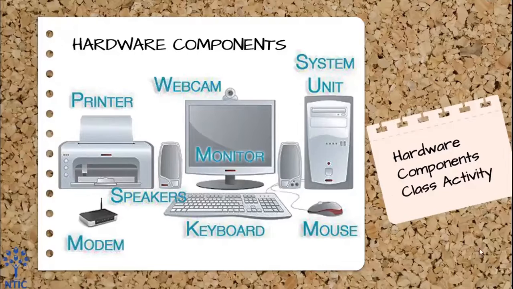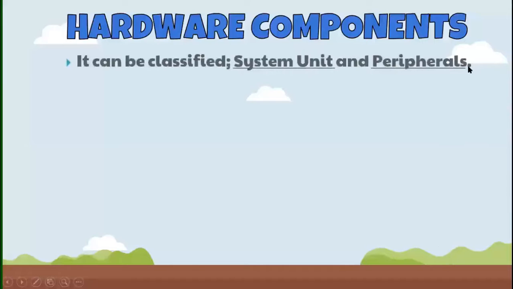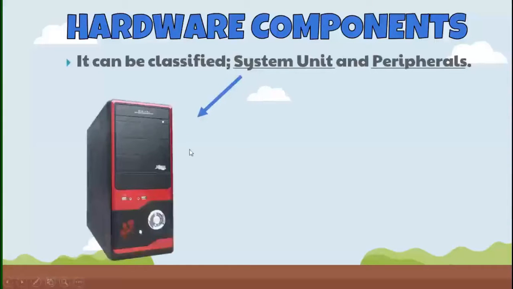And now let's continue. We should mention some of the hardware components. They can be classified into the system unit and peripherals. What does it mean? Let's see. The system unit, as you see here, is the total hardware inside of the case. Don't think that this is the CPU.